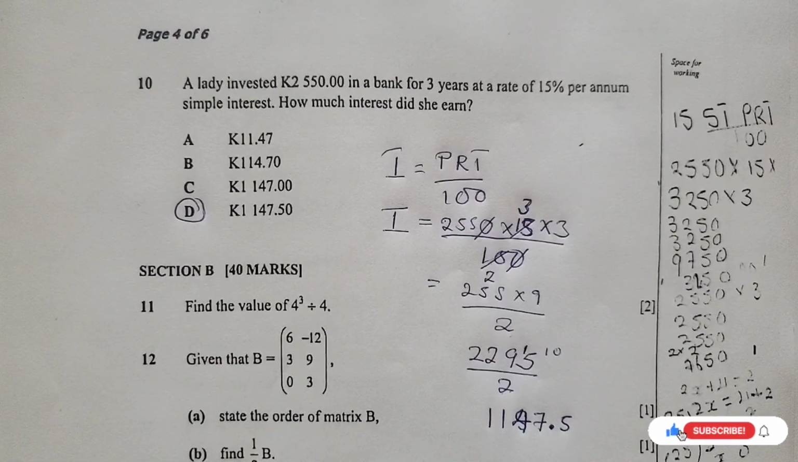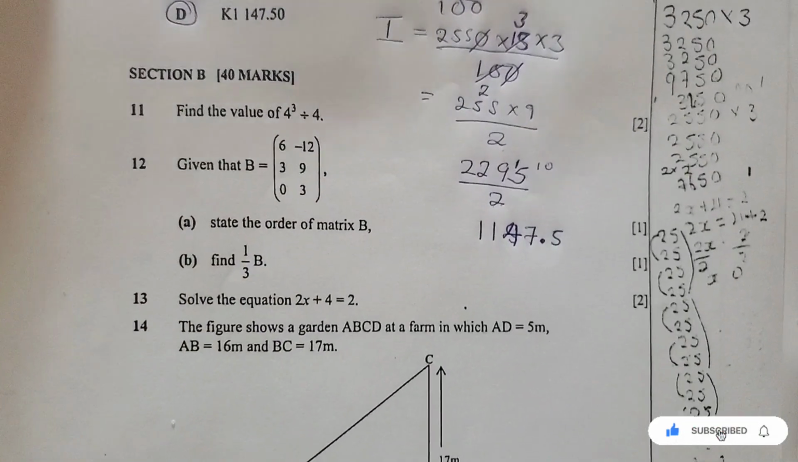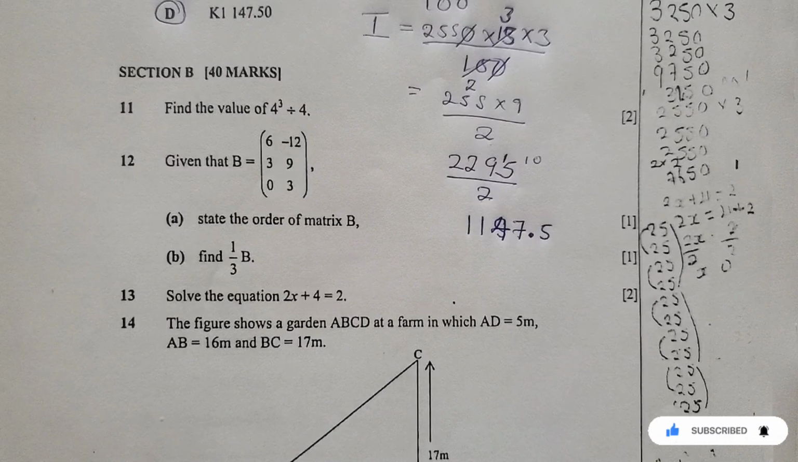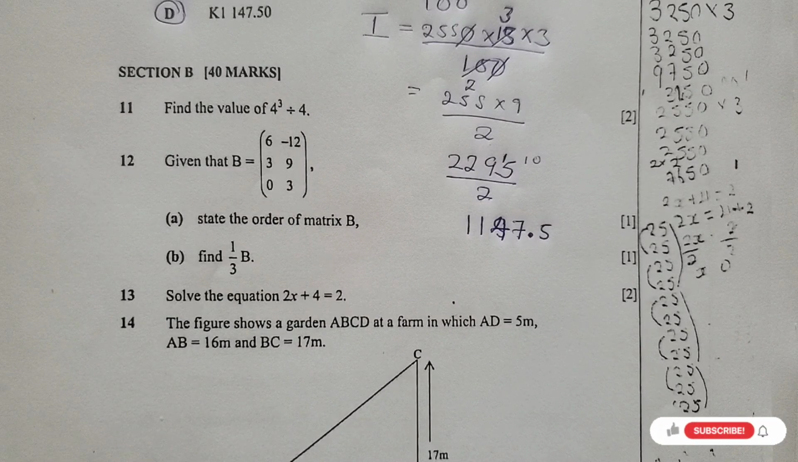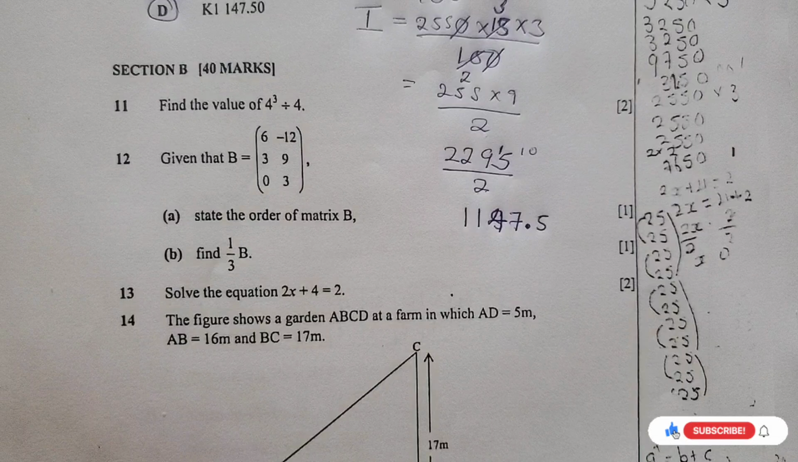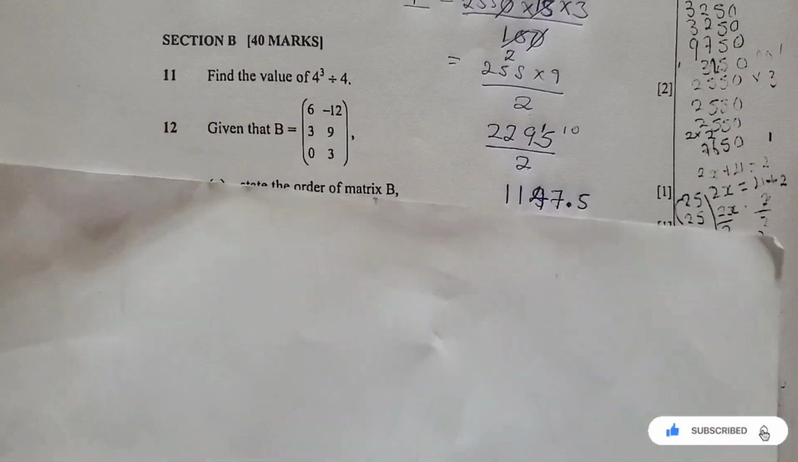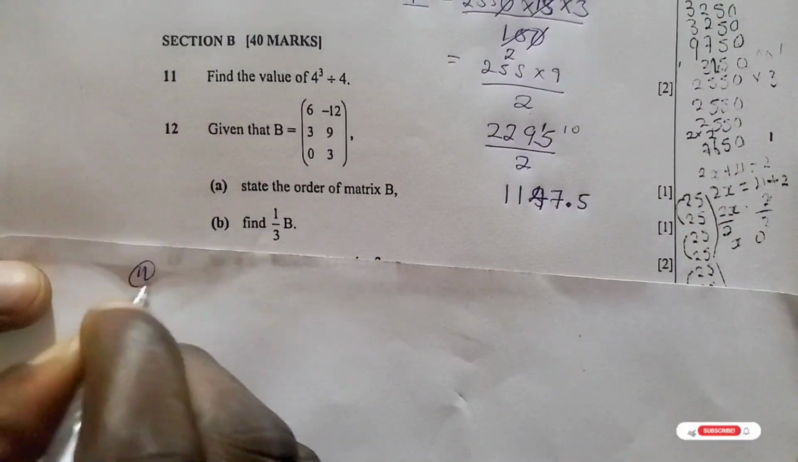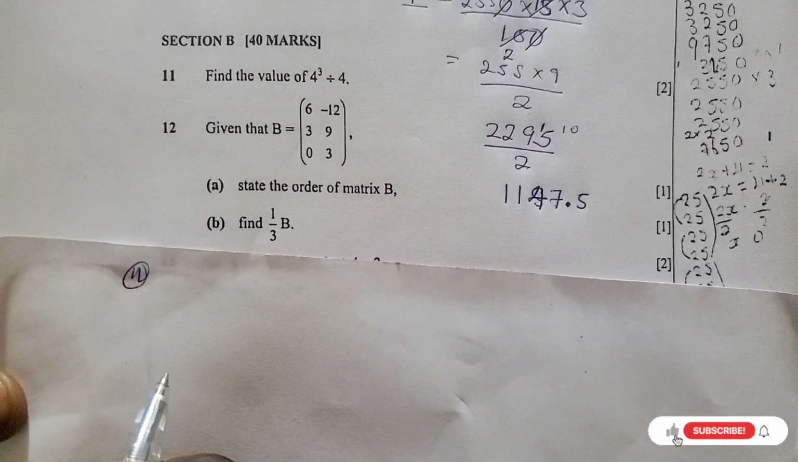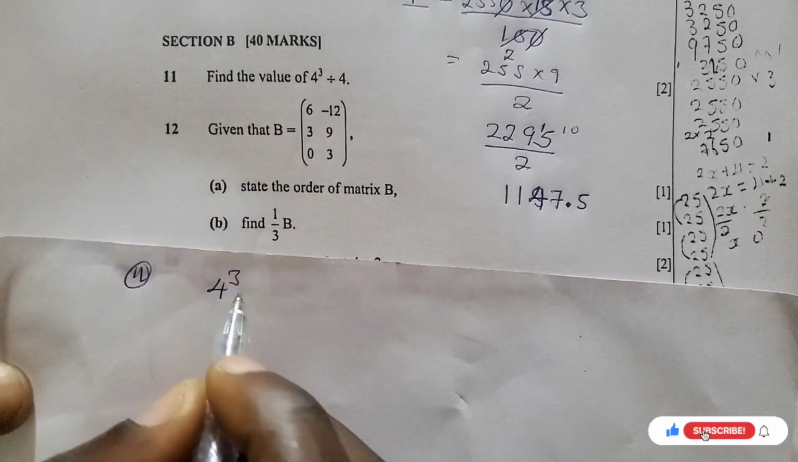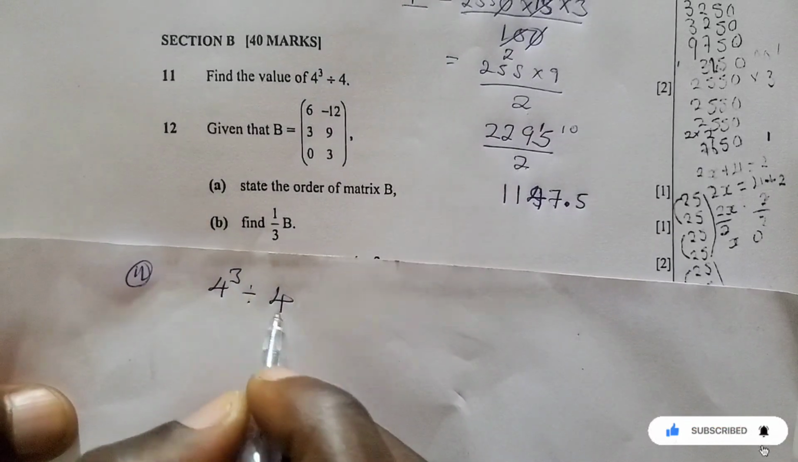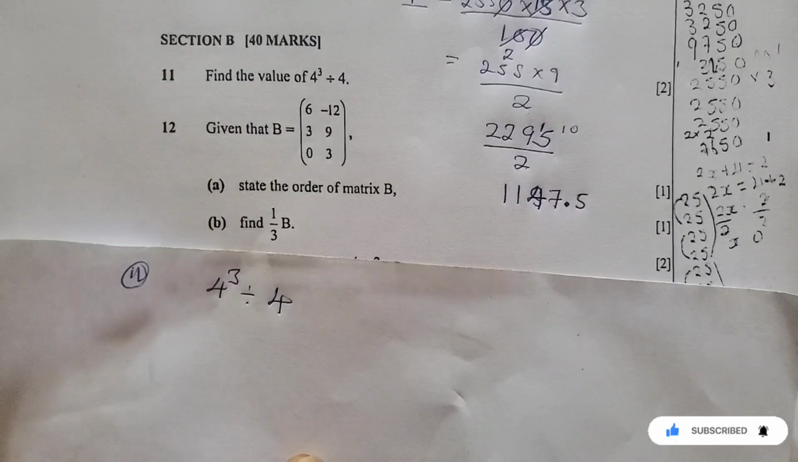Let's go to section B. Now section B is very simple. The first question, we are asked to find the value of, okay, look at the question, which is question 11. It is saying find the value of 4 to the power 3 divided by 4. Okay, wow, this is very simple.